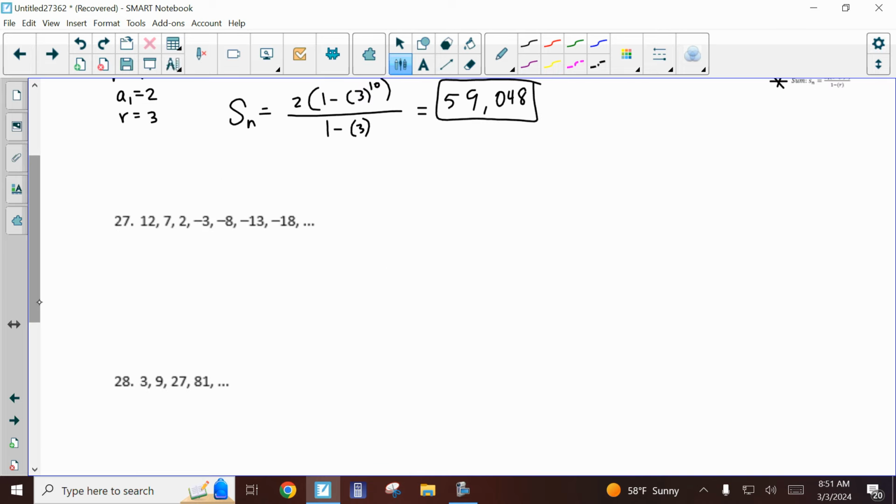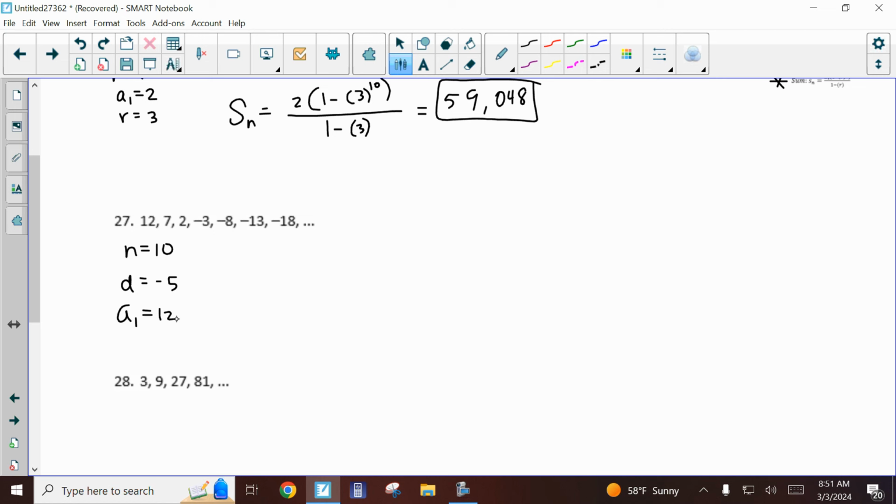Okay, next. The next number, again, we already know on all of these, they want us to add up the first 10 terms, so we automatically know that n is equal to 10. Now this pattern looks like it's going down by 5, so this right here is going to be negative 5 for d. And then again, we always know we need to use that first number in all of our formulas, so the first number is 12. So this is an arithmetic pattern.